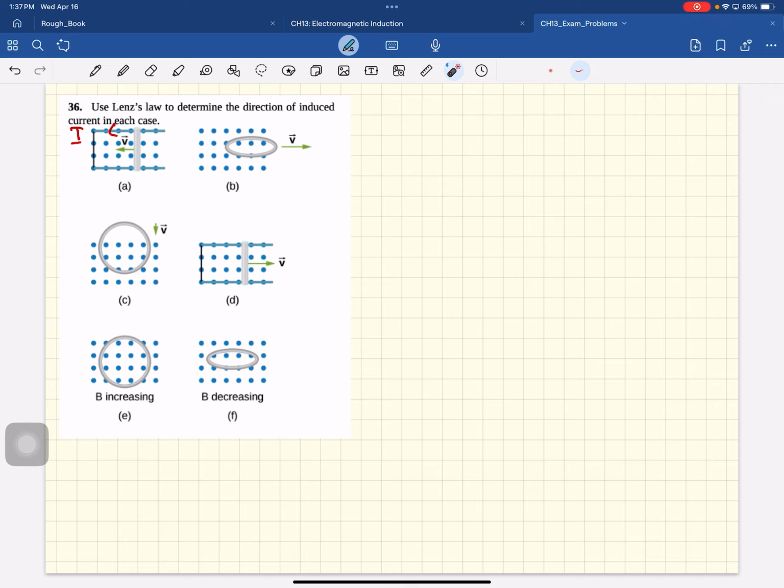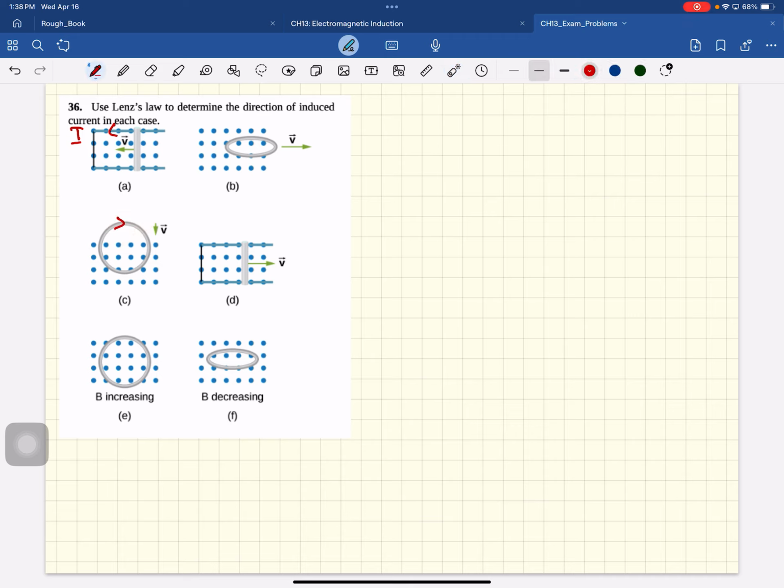Did you guys understand that? So the magnetic field is coming out of the plane of the sheet, and you're moving this like that. So the flux in this direction is increasing, so you have to produce a magnetic field in that direction, and so the induced current has to be like that.